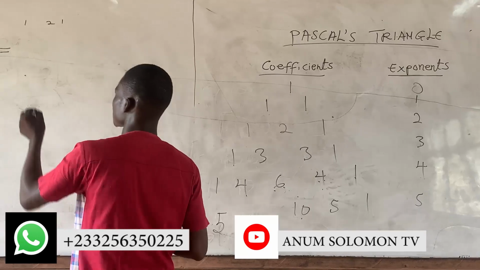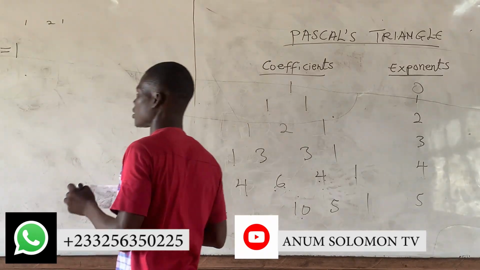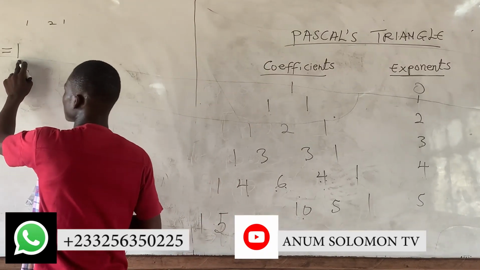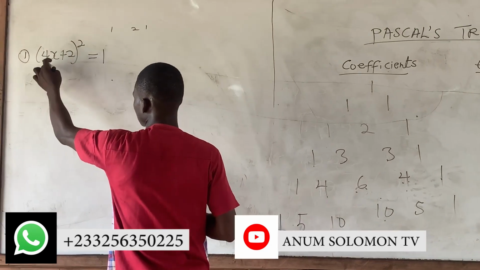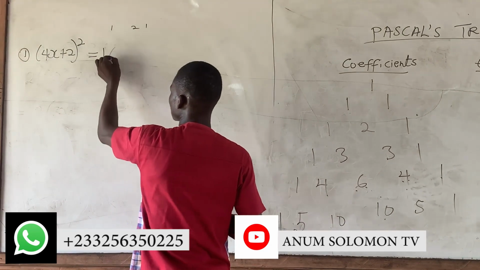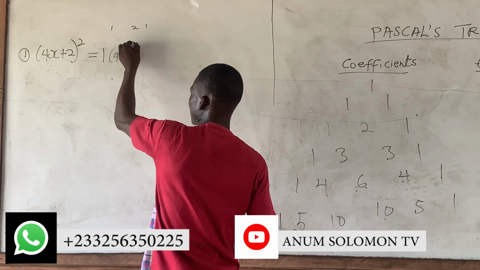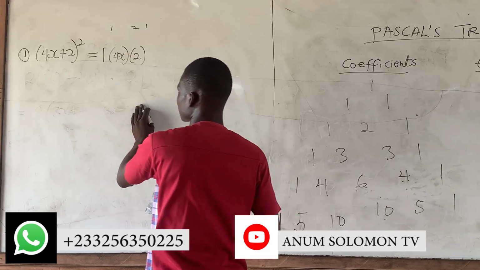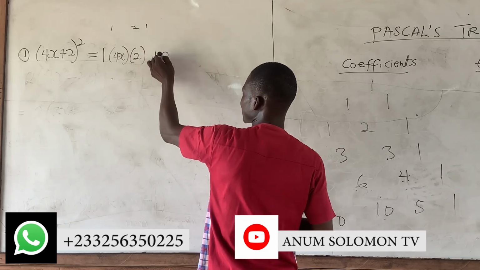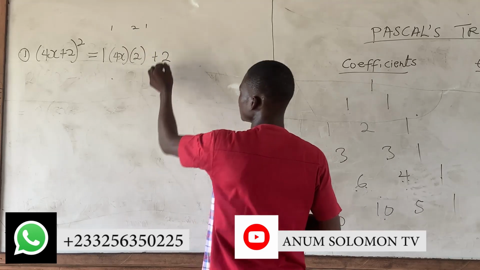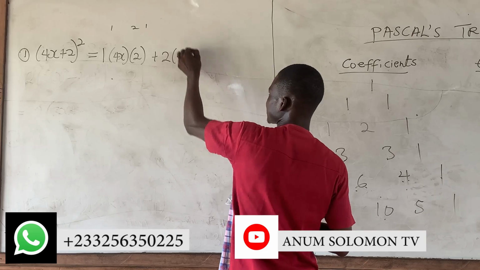The first coefficient is 1. Then let's consider the terms in the bracket. The two terms are 4x and 2. Let's write them by putting them in brackets, like this. Now let's move on. Plus 2, that is the second coefficient of power 2, with the same terms in the brackets.